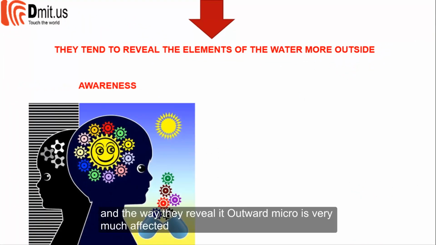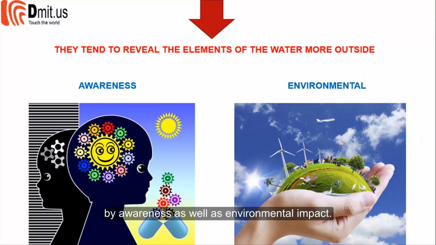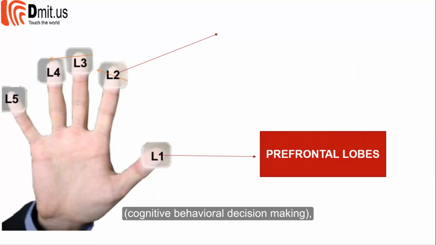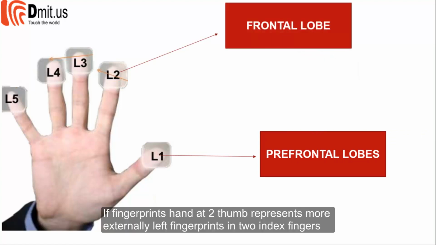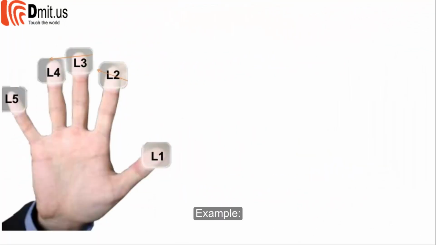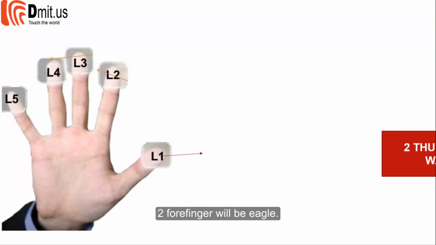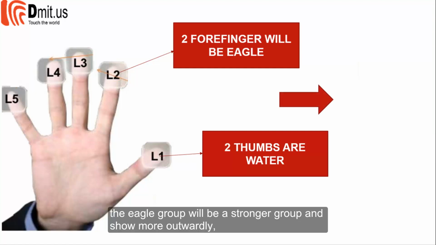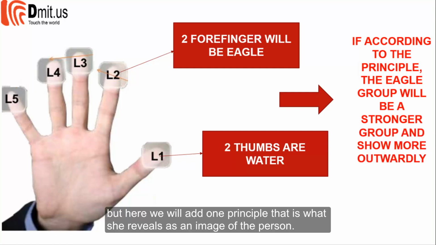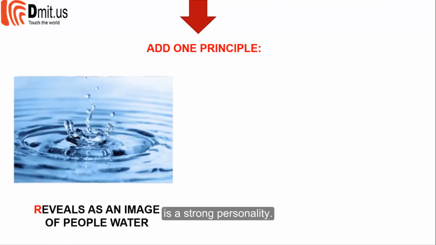The nature of the problem and the way they reveal it outwardly is very much affected by awareness as well as environmental impact. When viewing the fingerprints on the hand, the thumbs relate to the prefrontal lobes, cognitive behavioral decision-making, and the 2 index fingers relate to thinking. If the fingerprints at the 2 thumbs represent more of the external side, the fingerprints on the 2 index fingers will reflect more of the thinking and thoughts. For example, if the 2 thumbs are water and the 2 index fingers are eagle, according to the principle the eagle group is stronger and shows more outwardly, but here we add one principle: what they reveal as the image of the person is water, but in thinking they contain an eagle's thinking, a strong personality.